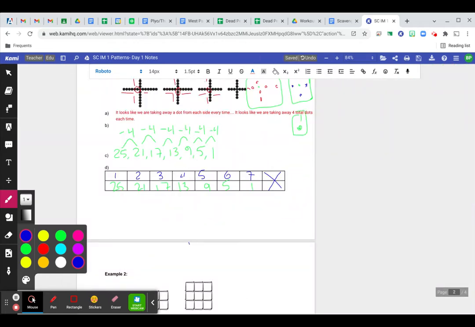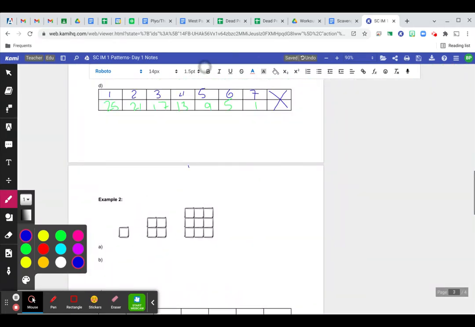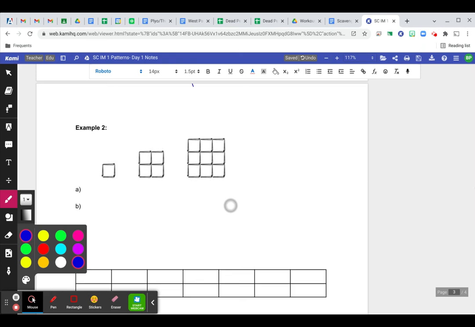Now let's take a look at this guy. So for example, 2, it looks like we have 1 square here. We have 4 here. We have 9 here. I like to just add things up so I can see if I can see what's going on with the numbers. I think this one actually may be a little bit easier to see if you draw the picture though, right?